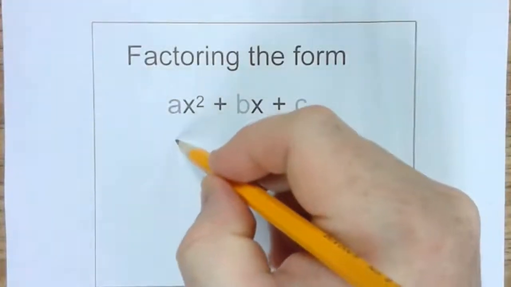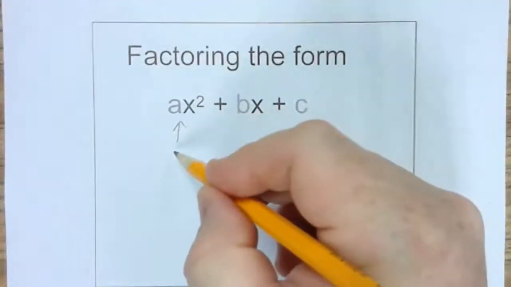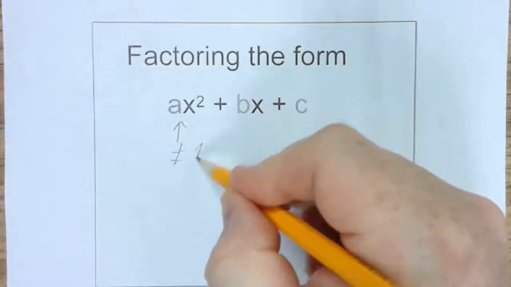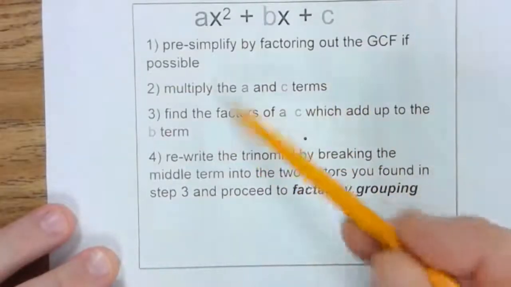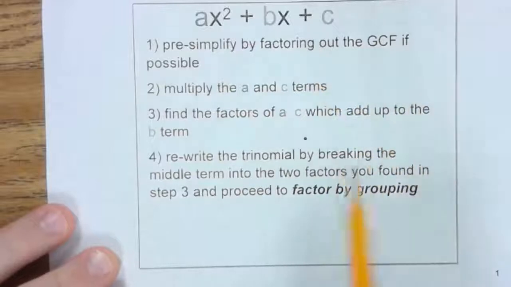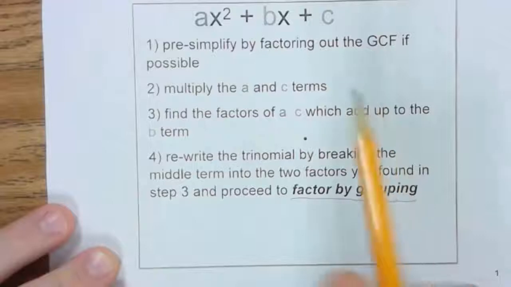For this video we're going to show how to factor in the form of ax squared plus bx plus c, and the key feature here is that a does not equal a positive 1, so our a is some other value other than 1. Here we have some steps, 4 simple steps, but all these steps depend on you knowing how to factor by grouping, so you need to learn how to factor by grouping to do this.